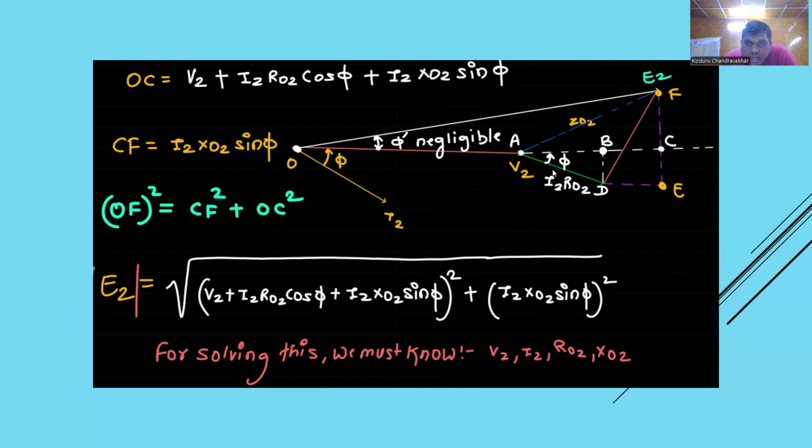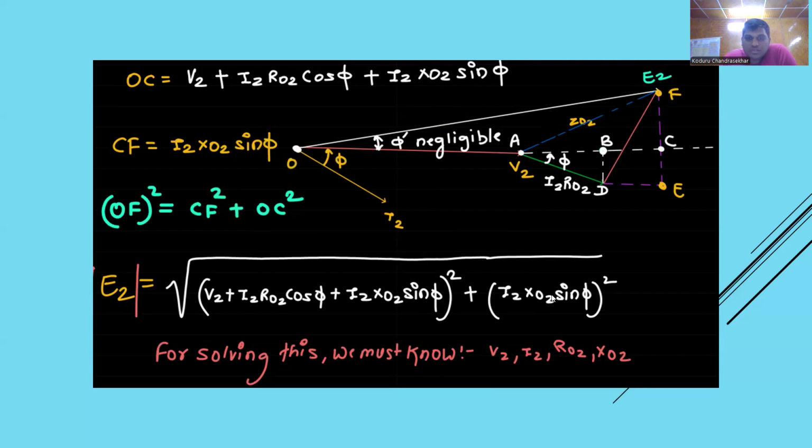Here the phase angle is here. Also I2 into R0 is in the same phase, so if the phi angle is here, the phi angle will also be here. Okay, so OS square is equal to CF square plus OC square according to the Pythagoras theorem. So E2 will be equal to the square root of (V2 plus I2 R0 cos phi plus I2 X0 sin phi) whole square plus (I2 X0 cos phi minus I2 R0 sin phi) whole square.